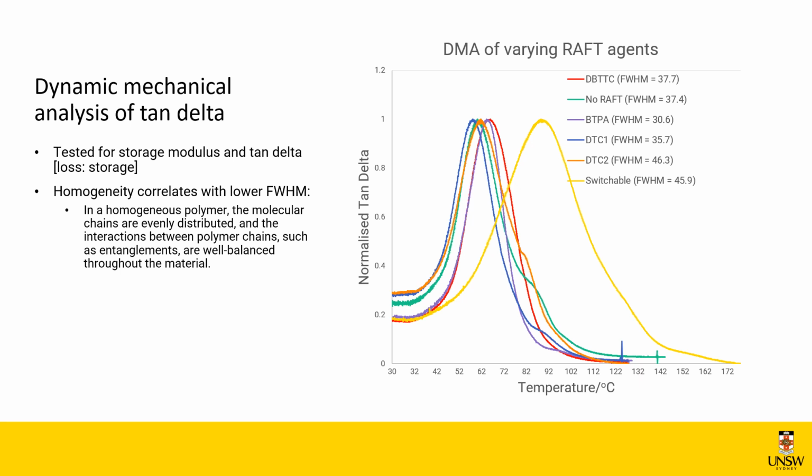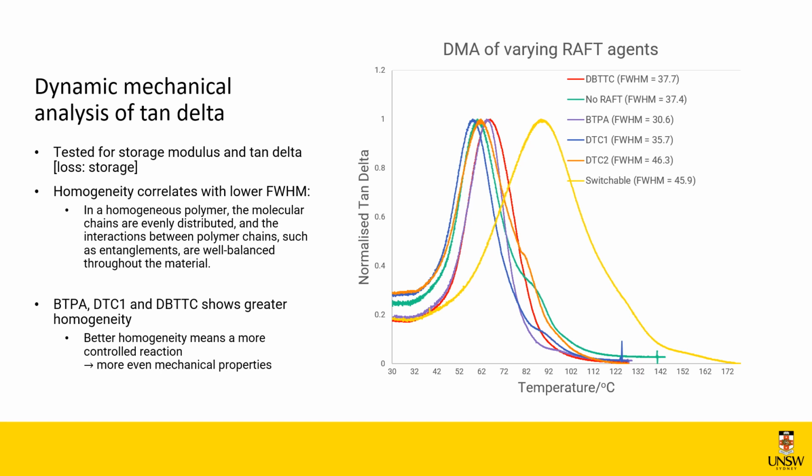The tan delta values from the DMA data were normalized, with the full width at half maximum calculated to evaluate the effectiveness of each RAFT at producing a homogeneous network. Data showed only BTPA and DTC1 to be noticeably effective in reducing heterogeneity, with DPTTC barely inching out, all while other RAFT objects seem to be less homogeneous than the RAFTless species.